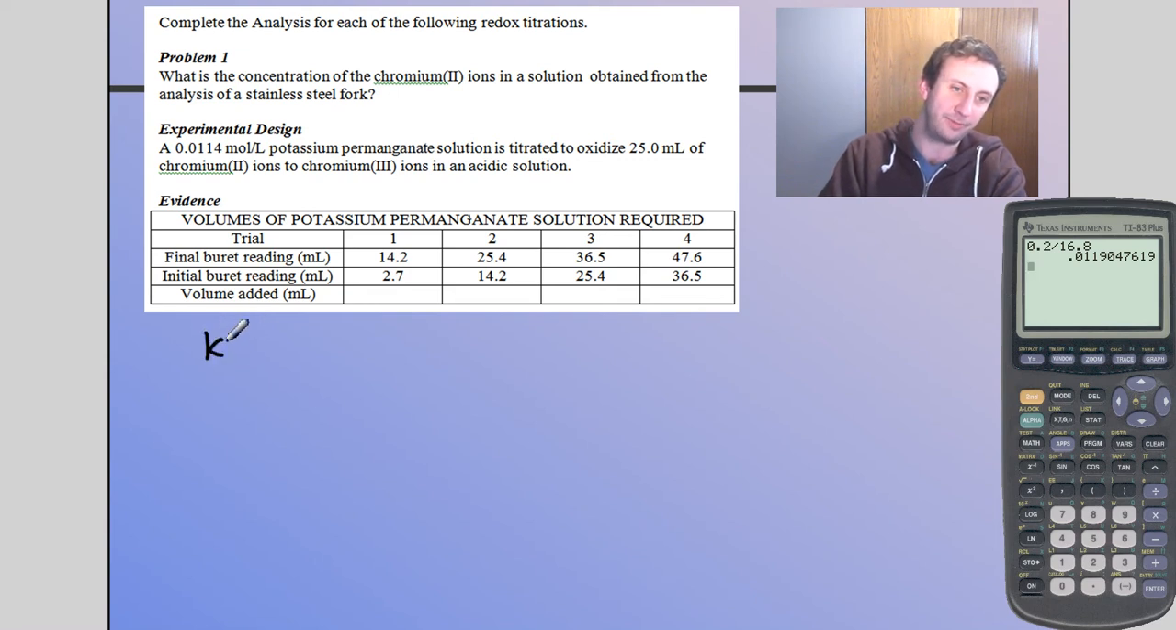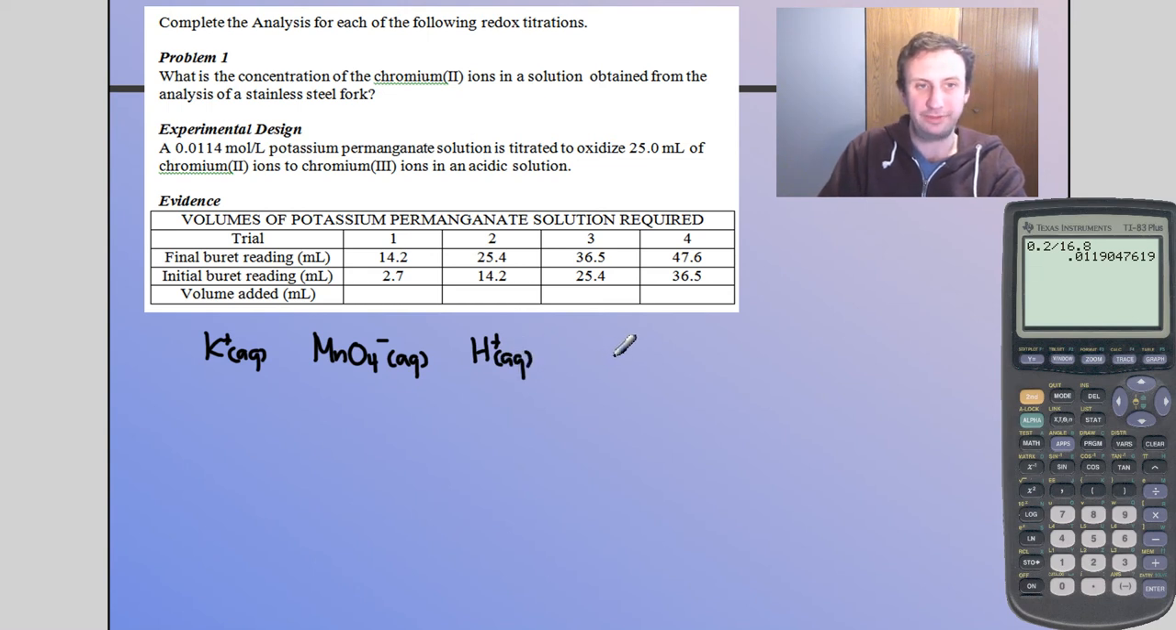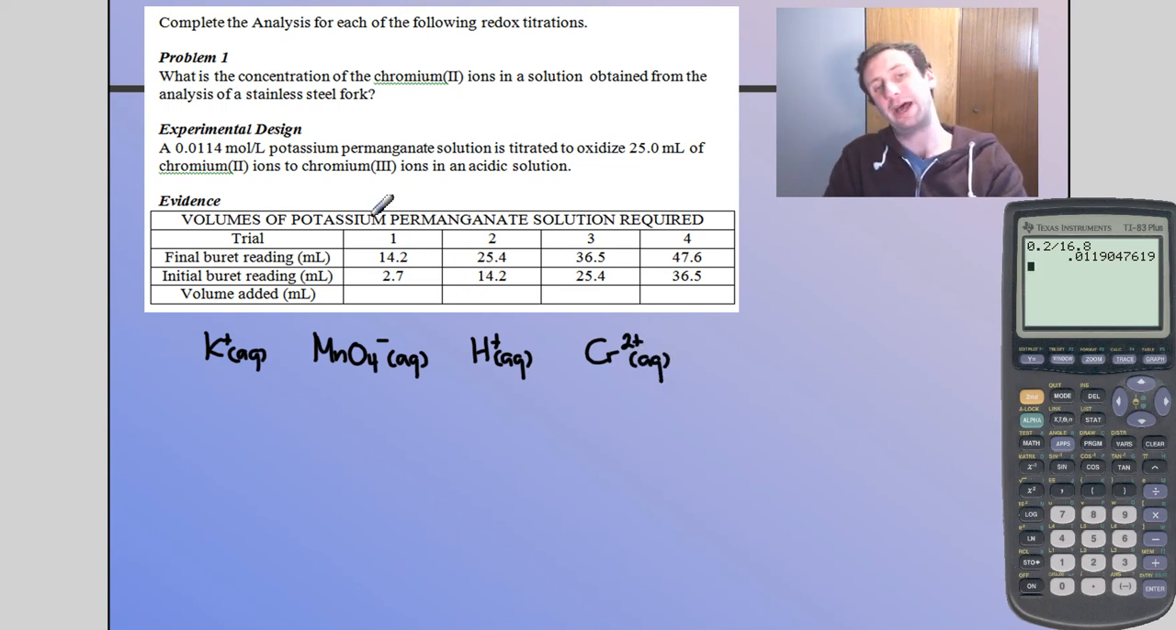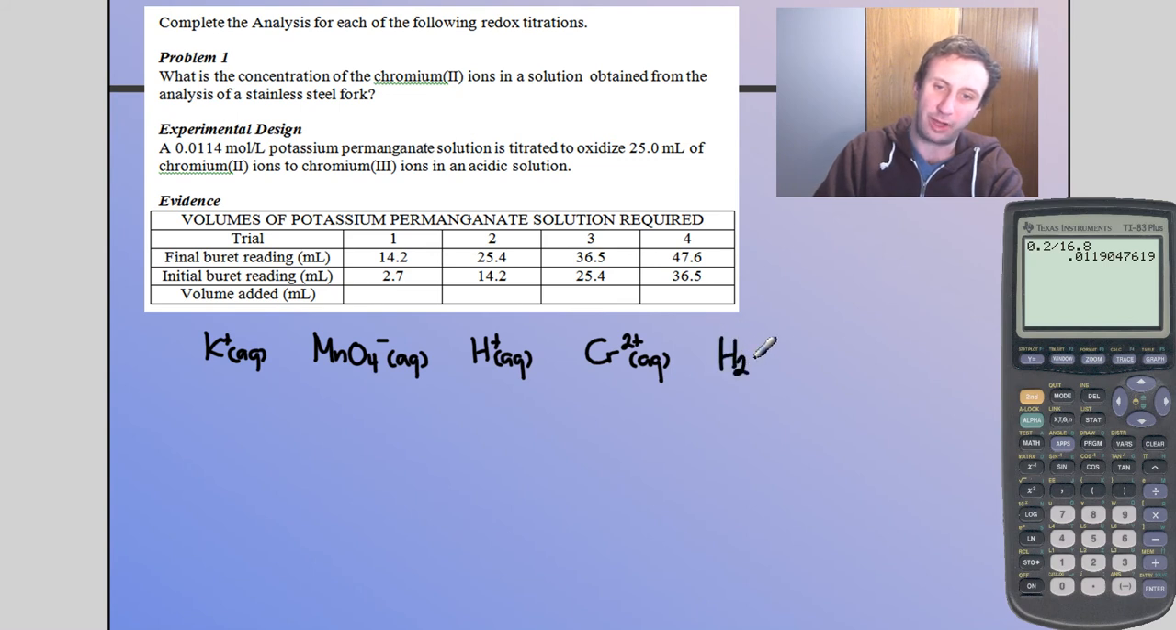So I have, of course, K+ aqueous from the potassium permanganate. I have MnO4- aqueous. I've got H+ aqueous because of the acidified. I've got chromium-2 ions that I'm titrating. And now this actually comes to an important point. I don't have chromium-3 when I'm building this net. Chromium-2 is being turned into chromium-3, but I don't actually have chromium-3 to start off. So I have this, and then I also have, of course, water, H2O liquid. So these are the major entities that I have available.